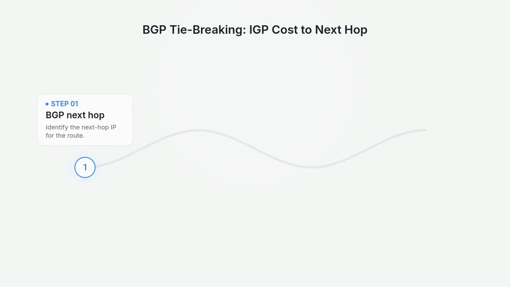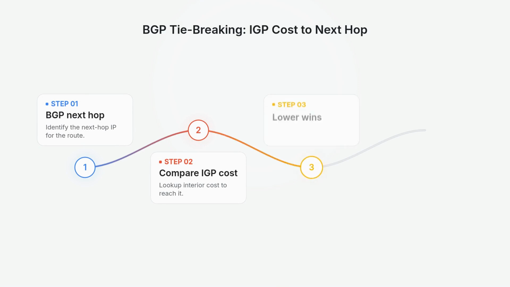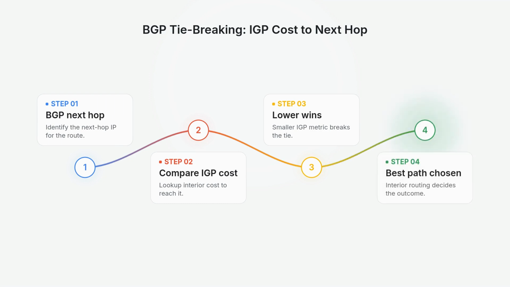Then the router may compare IGP cost to the BGP next hop. Lower internal cost to reach that next hop can break the tie, which is why interior routing still matters deeply in BGP outcomes. Past that point, some classic tiebreakers include preferring the oldest path for stability, then the lowest router ID, and finally the lowest neighbor address if everything else is still identical.